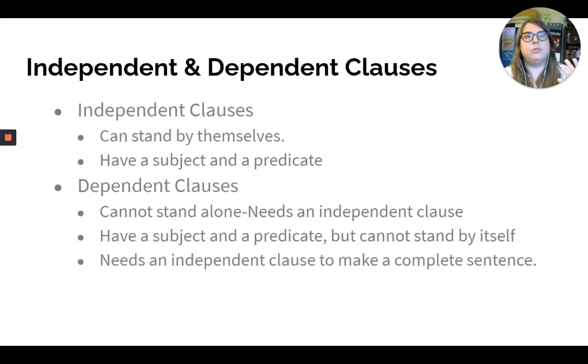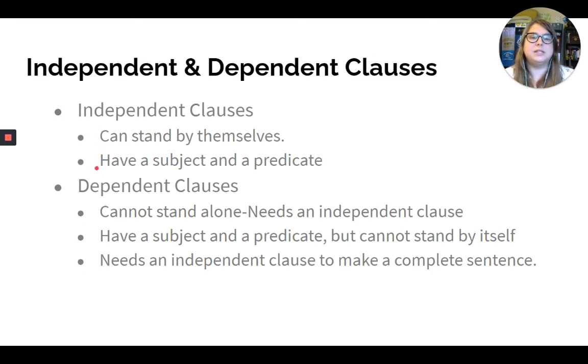Now, when I hear that word independent, I think of being on my own, being able to do things by myself, and not needing help from someone else. An independent clause, if we take that idea and put it together with a clause, it's part of a sentence that can stand by itself, and it has a subject and a predicate. That's what we're seeing right here.